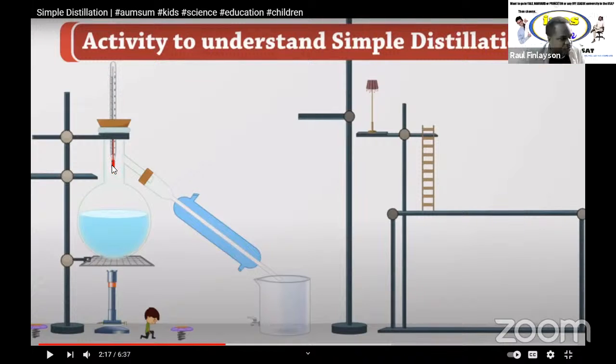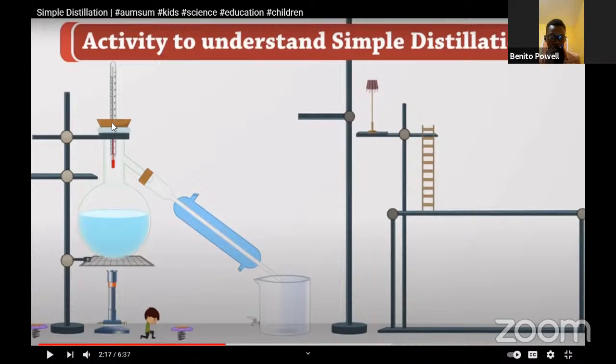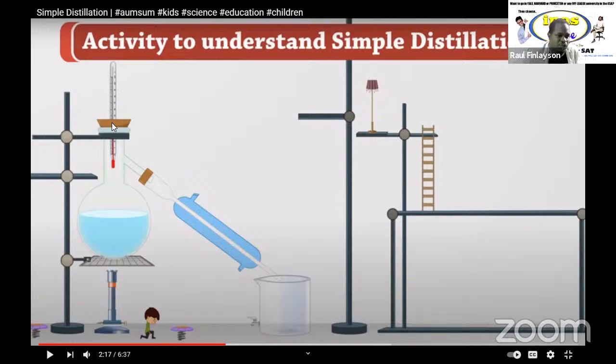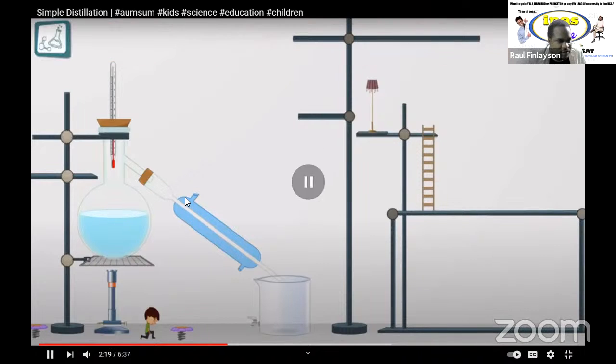Thermometer. Yeah, very good. It's a thermometer. So this thermometer is actually placed inside the rubber stopper. Because it's rubber, it's flexible, so you can just push the thermometer right through it, and it holds the thermometer in place. Then of course this part is like a spout, and it's connected to another device.